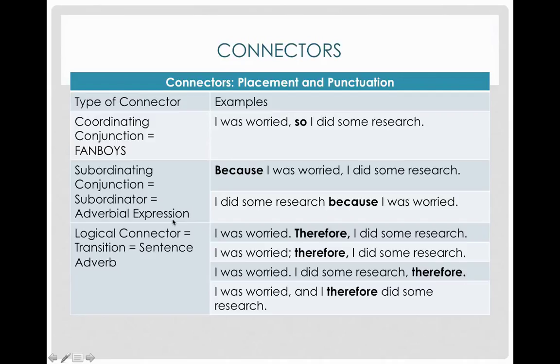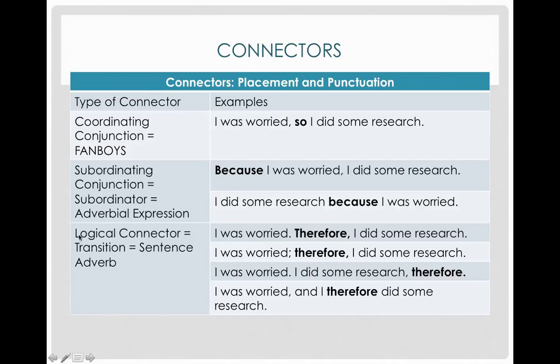Then the second kind we have is subordinating conjunctions, or I usually call them subordinators. Some people call them adverbial expressions. And this is what you use to begin an adverb clause. Here's the subordinator: because I was worried, comma, and there's the main clause, I did some research. And remember, you can always turn this around and say, I did some research because I was worried.